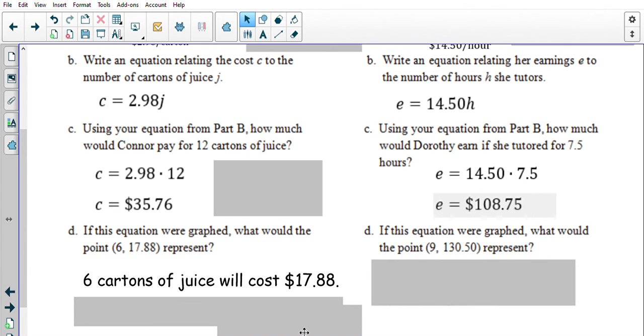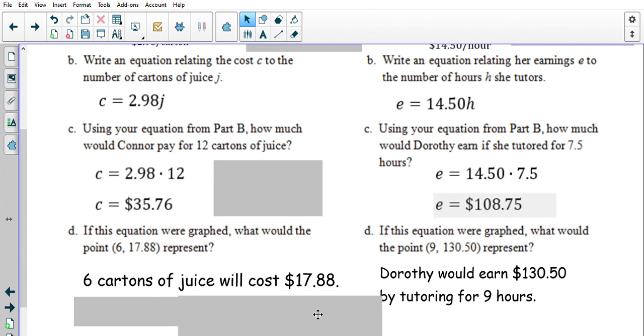Now, if this equation were graphed, what would the point 9 comma 130.50 represent? Well, if she worked for 9 hours, she would earn $130.50. And again, if this last part D is a little confusing to you, it could be because we haven't covered graphing proportional relationships yet, but it is something we will be covering very, very soon.